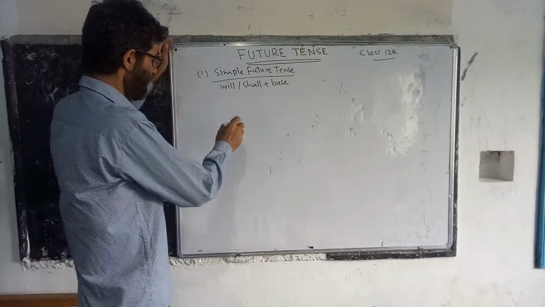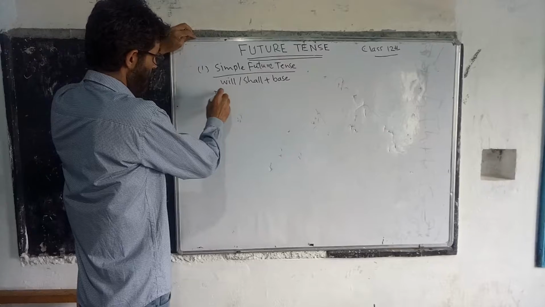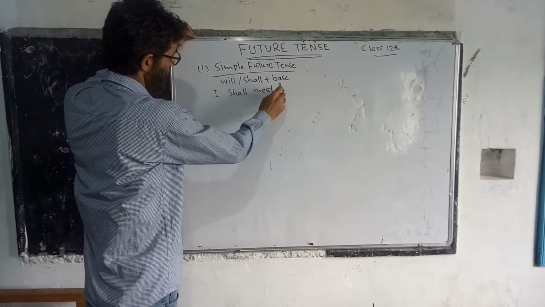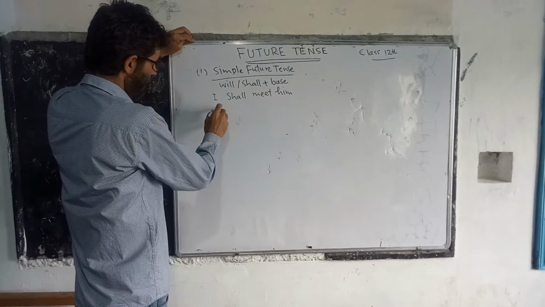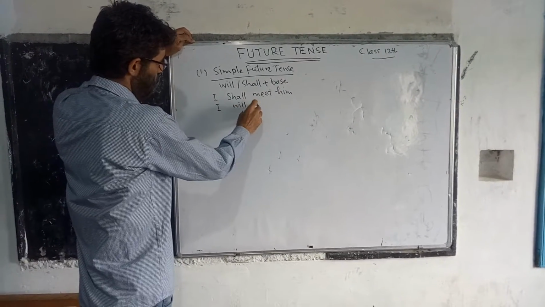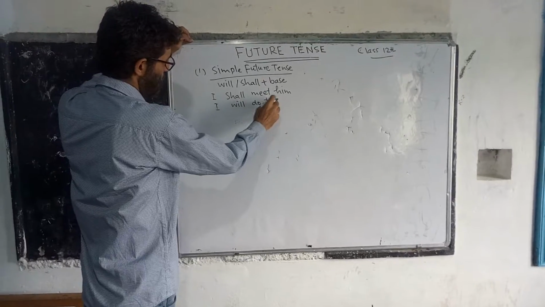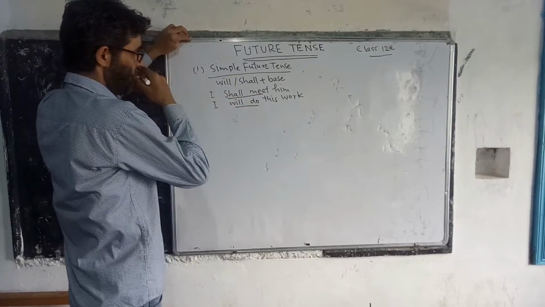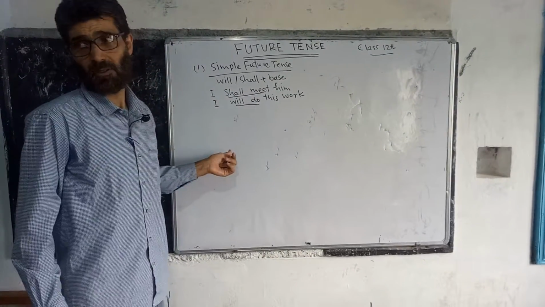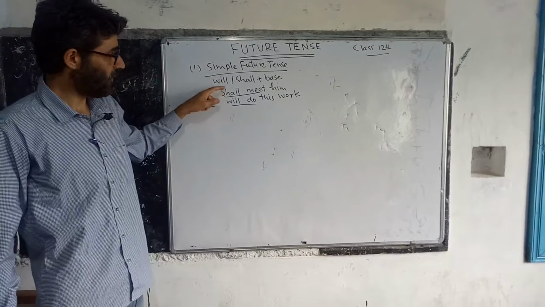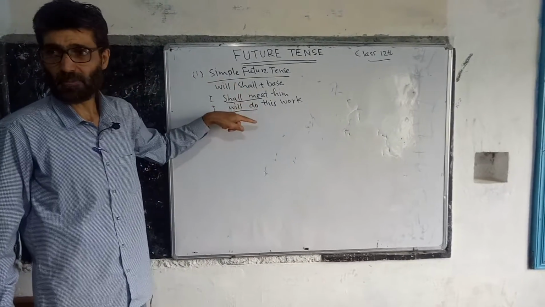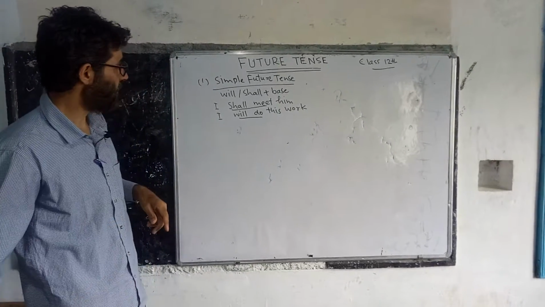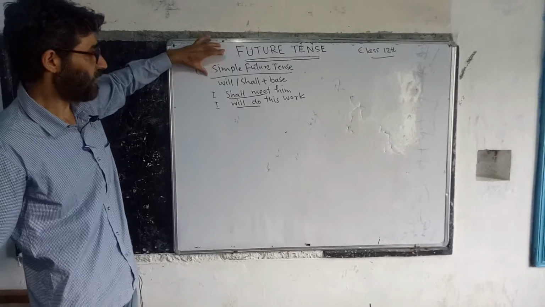So examples are: I shall meet him. I will do this work. Will do, shall meet. This is simple future tense. We use will or shall and then base form of the verb to show future actions.